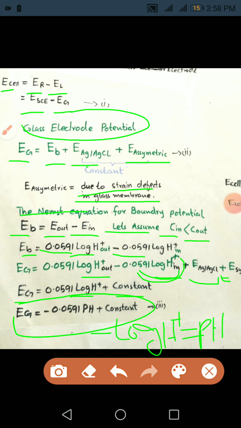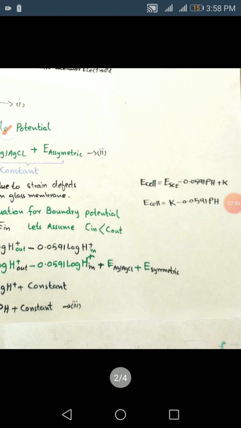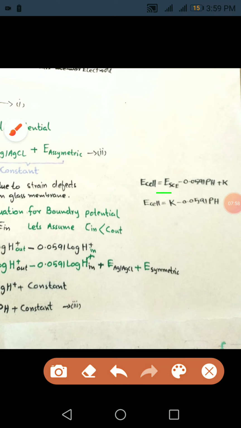So the potential of E glass depends on some constant potential of the silver chloride electrode and E symmetric, plus minus 0.0591 pH, which entirely depends on the H+ concentration out in the test solution. So E cell will be equal to E saturated calomel electrode minus E glass, which is equal to K minus 0.0591 pH. So from this equation you can measure the pH of a solution, right?